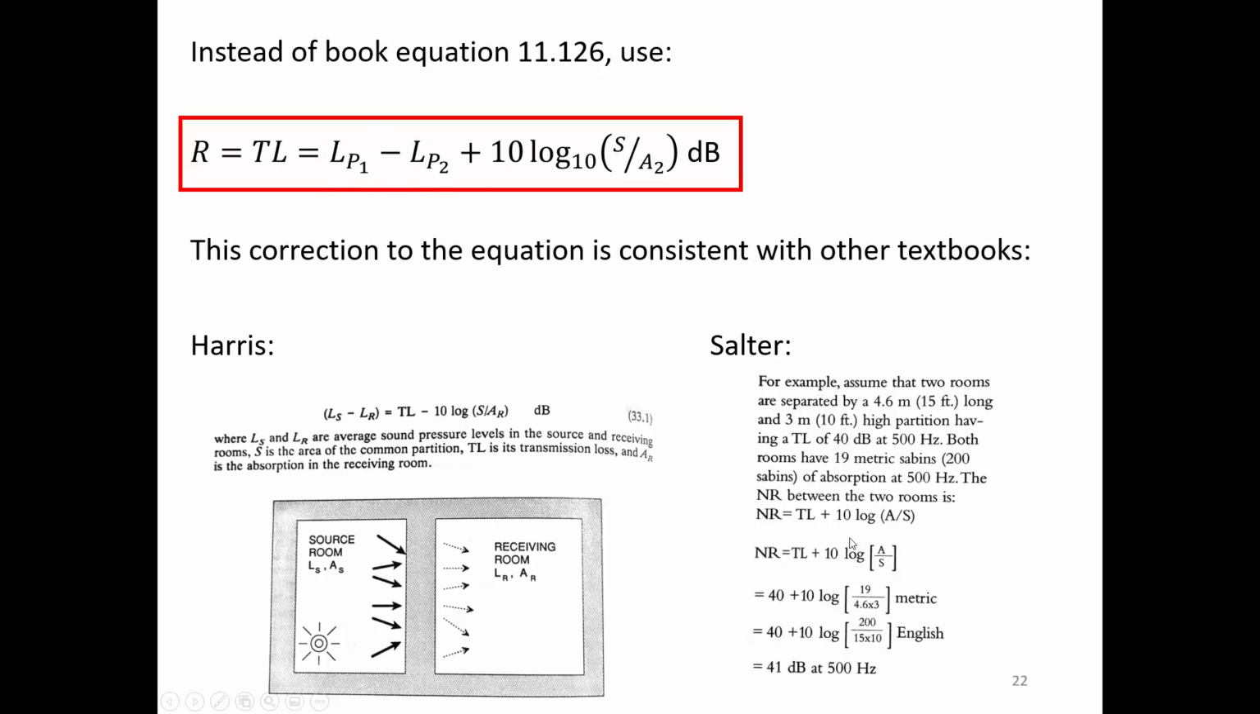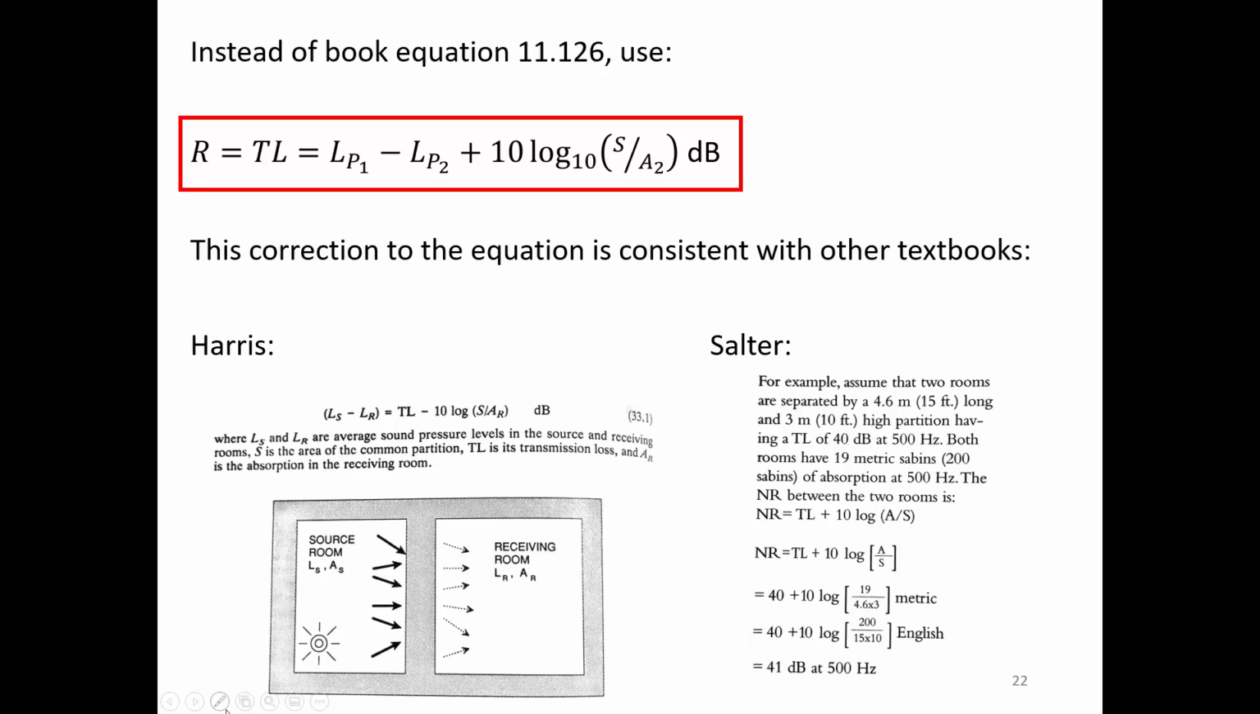And then note he has plus 10 log A over S. So he moved this over to this side. So we'd have a negative sign here, but he flipped those so the negative sign becomes a positive sign. Right. So these two guys and this equation I'm telling you to use are all consistent.